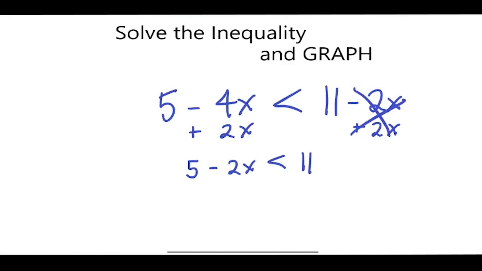All right, now I want to move the 5 to be with the 11, so I'm going to subtract 5. Subtract 5. All right, and that will be crossing out the 5s on that side, so I have negative 2x is less than 11 minus 5 is 6. Well, in order to solve for x, I'm going to need to divide by negative 2.